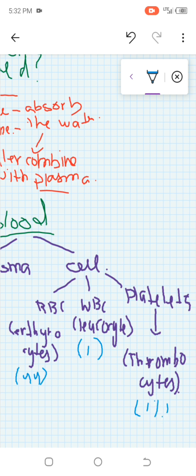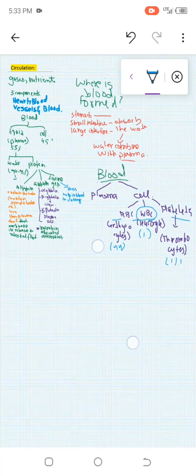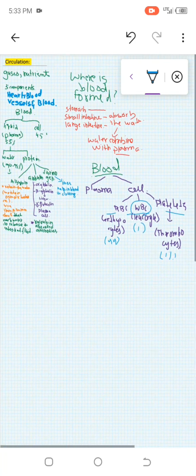The pigment which gives the red color is in the RBC; platelets are pigment-less. They do not have any pigment. Platelets are basically pieces of large cells. Now you might be thinking where all these cells are formed. So let's discuss the bone marrow. Here I'm going to discuss bone marrow.